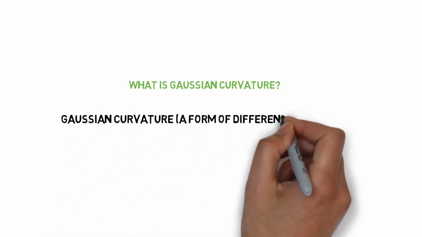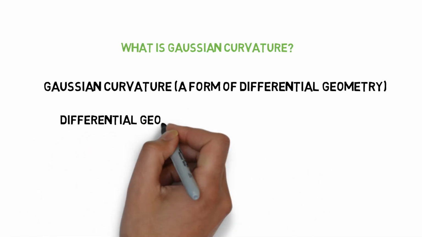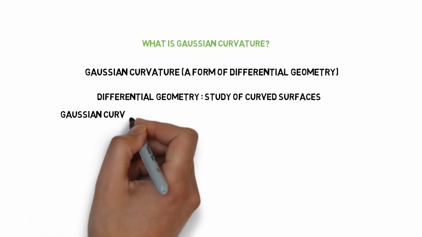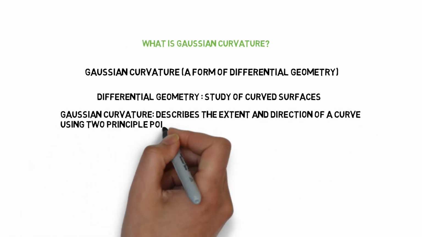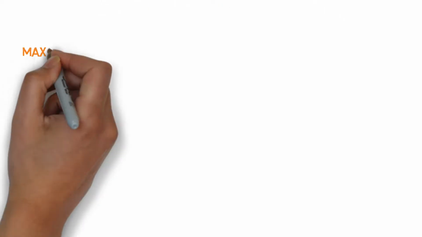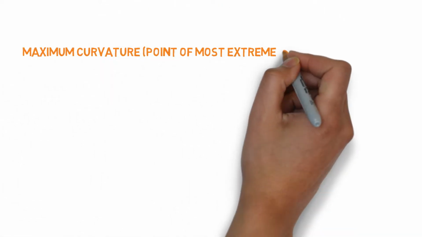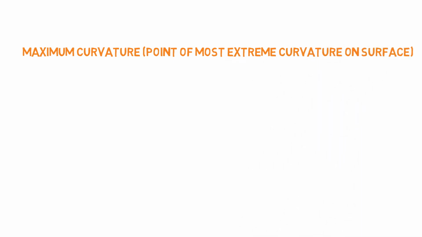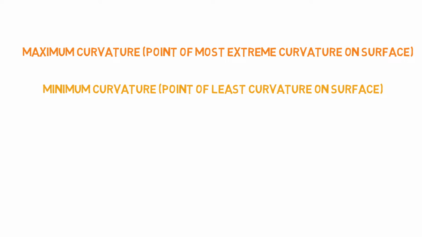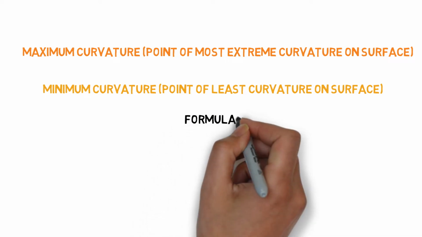Well, what is a Gaussian curvature? It is a form of differential geometry, the study of curved surfaces. And the Gaussian curvature describes the curvature of a surface using two principal points. The maximum curvature is the point of the most extreme curvature, and the minimum curvature, the point of least curvature.